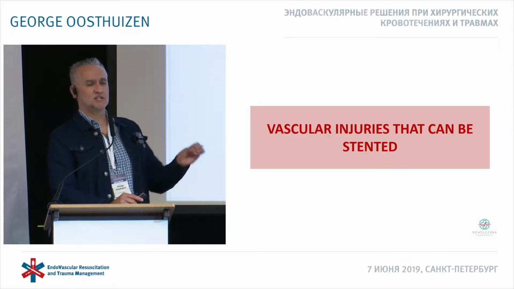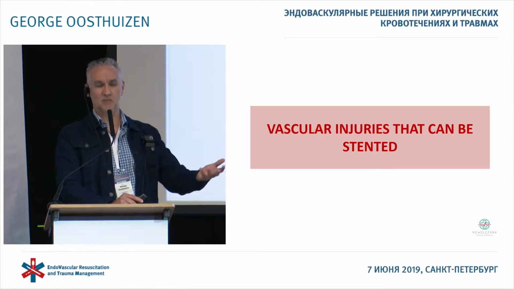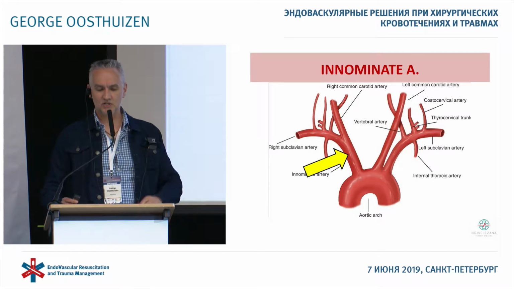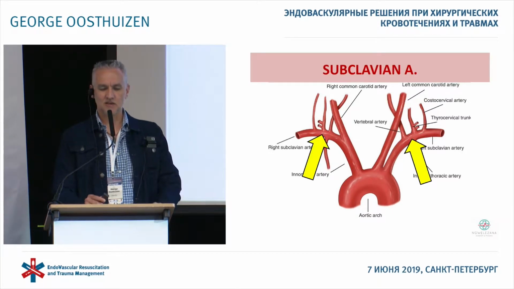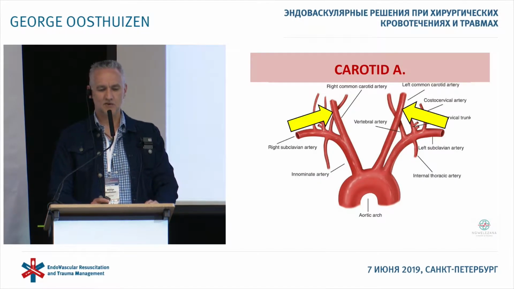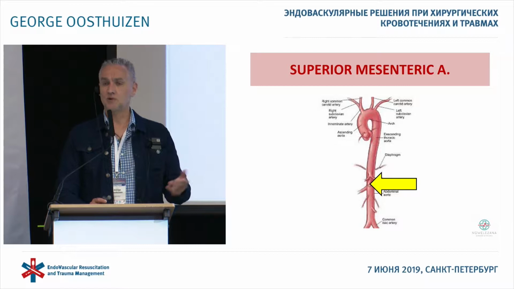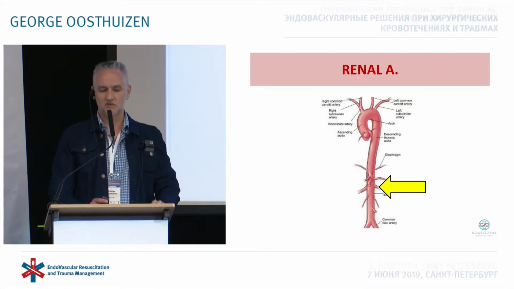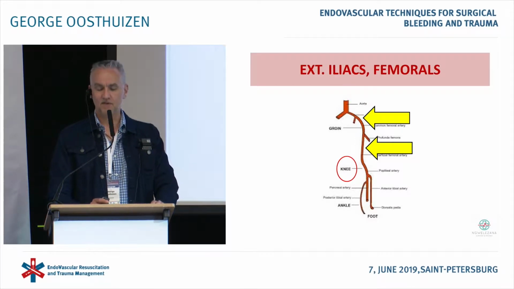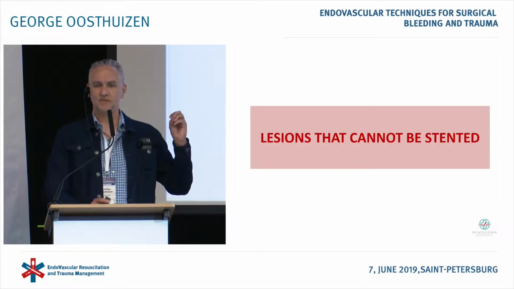All right, so let's just have a quick look and see what can and what cannot be managed endovascularly. So if we talk about stenting, you can stent almost anything in the body. Just running from top to bottom, the innominate artery, the subclavian artery, and of course the extension of that, the axillary and the brachial. You can stent the carotid arteries. You can stent the descending aorta, the superior mesenteric artery, the renal arteries, the infrarenal aorta, the external iliacs, the femorals, and even the popliteal artery. So that's as far as the lesions that you can stent.